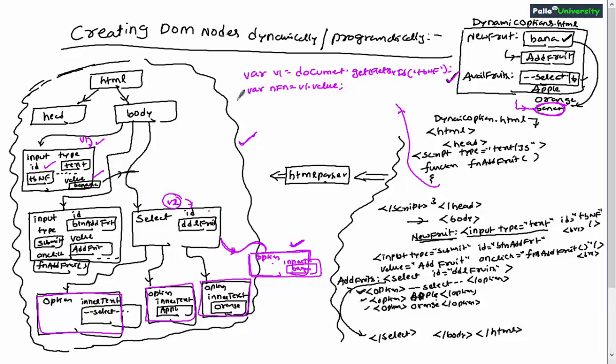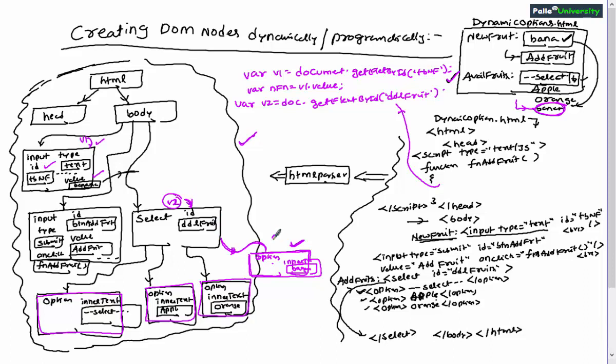As you already know, you must write v2 equals document dot. Though I am not writing the complete code, I think you will be able to understand. You must write document dot getElementById of, what is the id of the drop down list? ddlFruit. So now v2 will start pointing to this node.